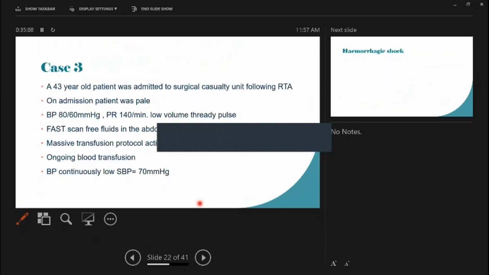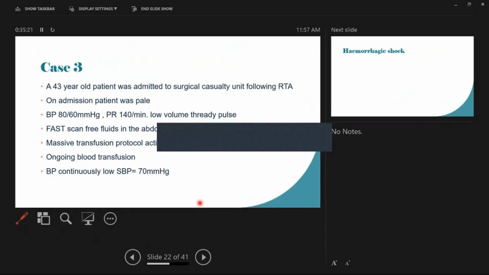Okay, the third case. This one is a 43-year-old patient who was admitted to the surgical casualty unit following a road traffic accident. On admission, this patient was found to be pale, with a blood pressure of 80 by 60, a pulse rate of 140, and a low volume pulse. You do a FAST scan and you see there's free fluid and the patient is pale. So there is definitely bleeding going on. You activate your massive transfusion protocol as well. Now the blood is coming in and you're trying to transfuse this patient.